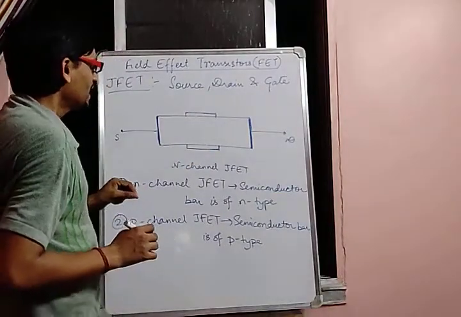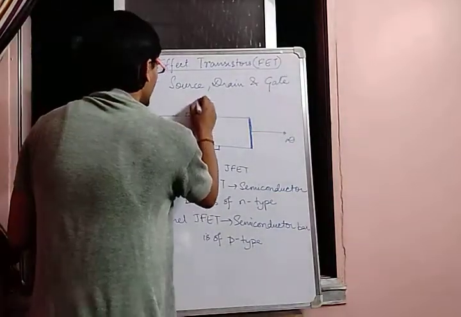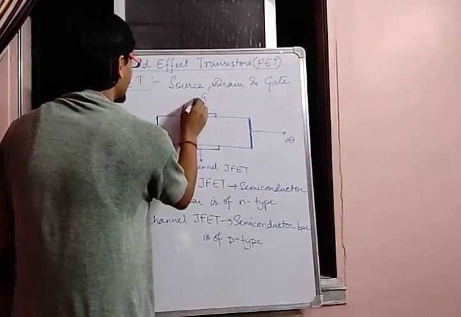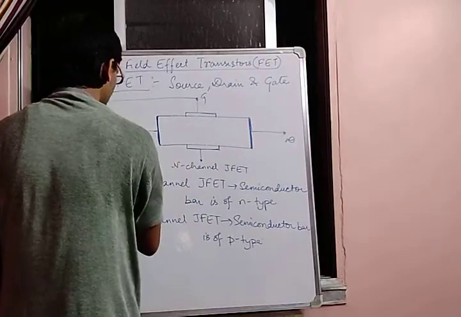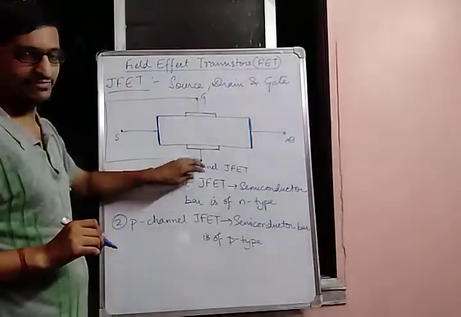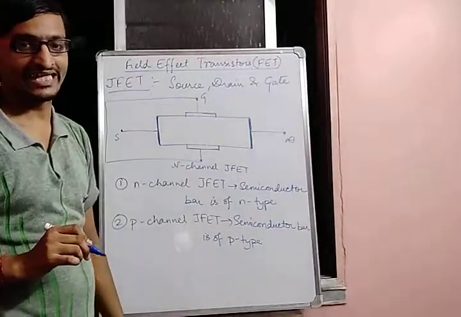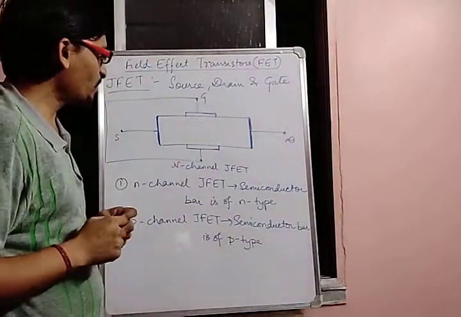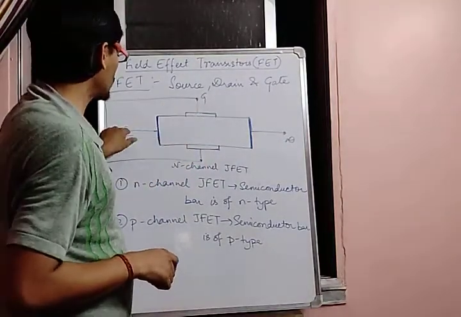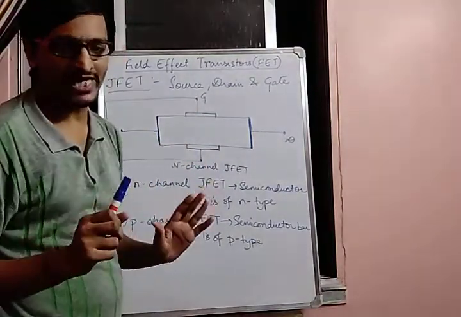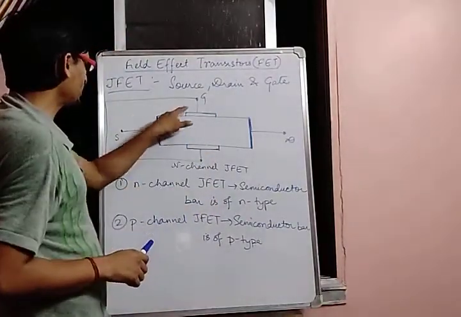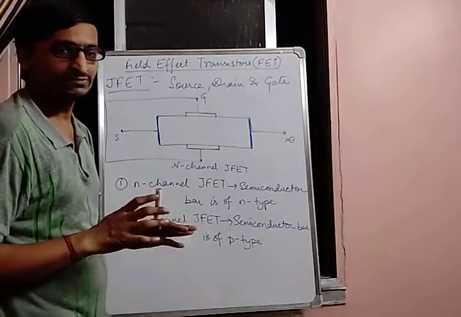The terminal through this one will be called your gate. They will be connected to each other. These two terminals will be connected to each other like this, so these two terminals are the same. This third terminal will be called your gate. For normal operation of this JFET, the gate to source terminals are reverse biased.